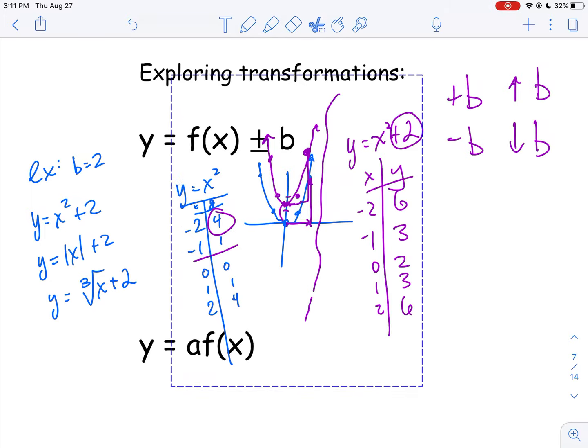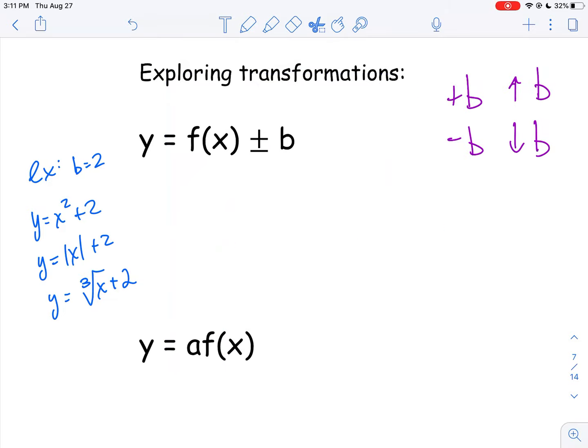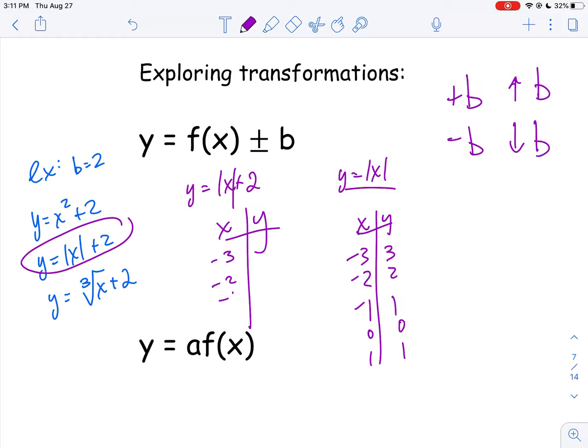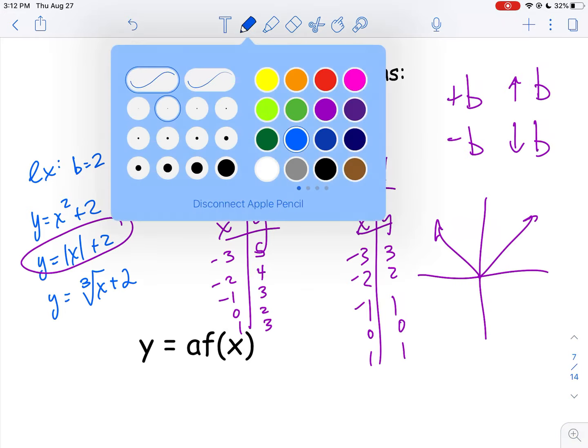Let me just delete all this scratch. Let's try y equals the absolute value of x plus 2. So normally, notice it would just be 3, 2, 1, 0, 1. But the plus 2 is just going to move everything up 2. So this is going to be 5, this is going to be 4, this is going to be 3, 2, 3, and so on. So instead of having my graph look like this, can you picture it? It's just going to be shifted up 2.